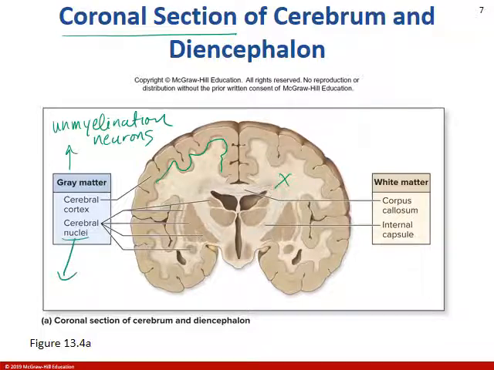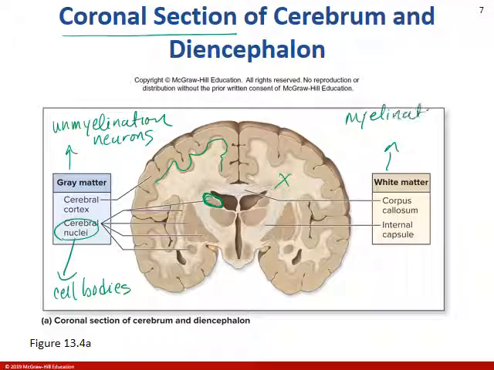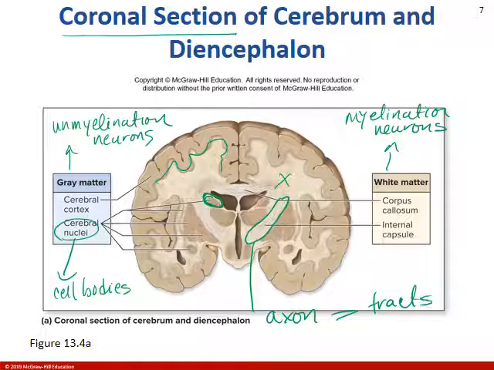And you're going to see this term used a lot in nuclei. We're talking about cell bodies. So here, embedded in the white matter, you'll see a collection of cell bodies that are actually gray matter. So they're cerebral nuclei is the term. White matter is going to be myelinated neurons. And we're going to see axons in the white matter, and we call those tracks.